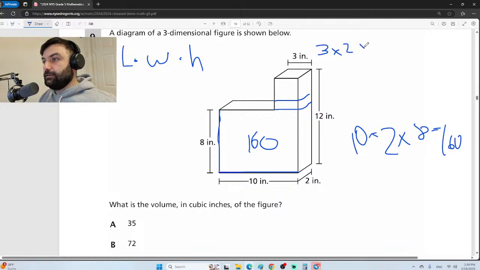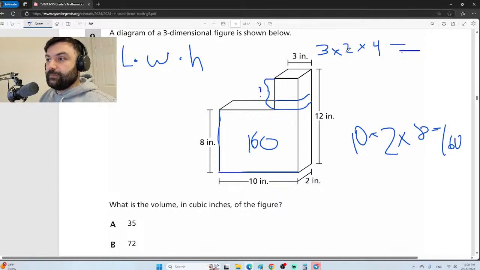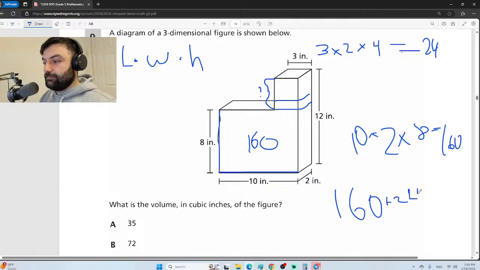And then height. What will be this? What is this? 4? Correct. It's going to be 12 minus 8, right? Which is 4. So 3 times 2 is 6 times 4. 24. And now we have to put them together or add them together, which is 160 plus 24, which is 184. Correct. I guessed on this one.